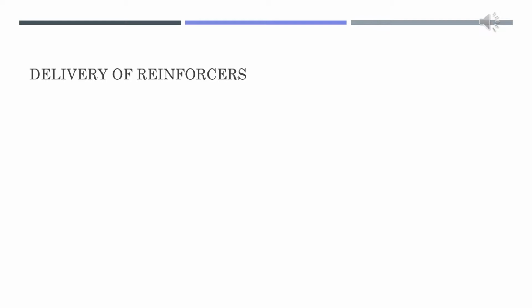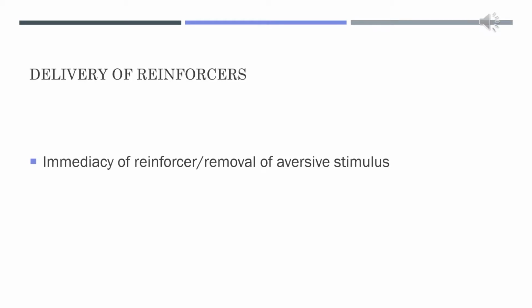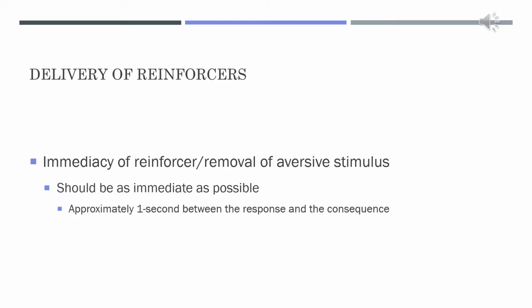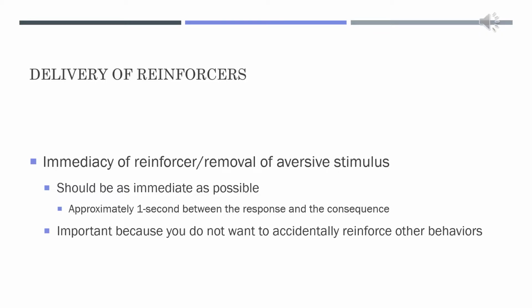There are some important aspects to reinforcement that you should always keep in mind. For starters, how quick a reinforcer is delivered or an aversive condition is removed is very important. Research has shown that delivering these consequences as little as a second after a behavior has occurred is the best way to ensure we are reinforcing the behaviors we are trying to reinforce. The reasoning behind this is that if we have a delay between the behavior and the consequence, we run the risk of reinforcing a behavior that we did not mean to reinforce.